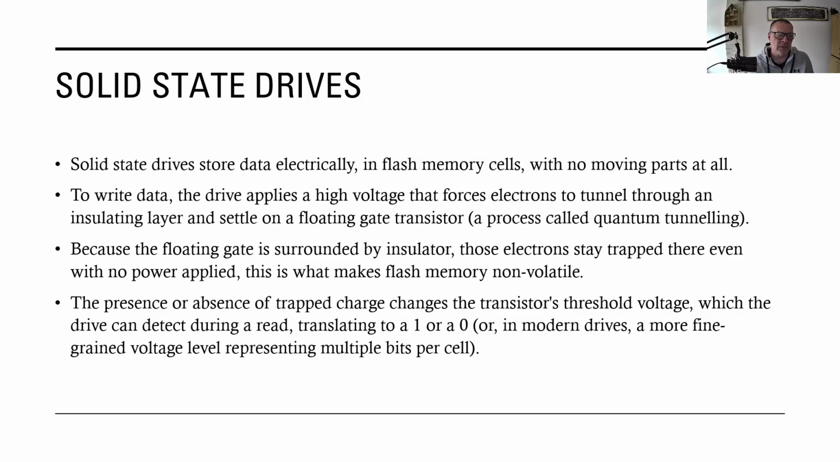The layer has to be very thin, you need a fair bit of power to force the electrons through, but once they're through, they will get stuck there and keep that charge. That keeps the charge because the floating gate is surrounded by the insulator and won't let the electrons pass back out again. So this is a non-volatile approach. That data will stay there, the charge will stay there, and you don't have to keep refreshing it all the time. The presence or absence of charge indicates whether or not we have a 1 or a 0.